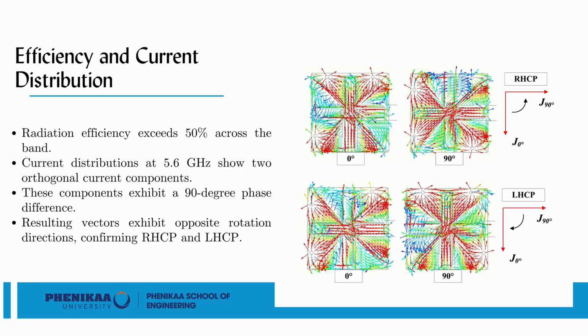Despite the substantial reduction in the physical aperture size, total radiation efficiency remains above 50% across the band. We validate the polarization mechanics by mapping the surface current distributions at 5.6 GHz. The vectors distinctly show two orthogonal current components existing with a 90-degree phase difference. Depending on which port is excited, the resulting combined current vectors physically rotate in completely opposite directions across the patch segments. This physical rotation confirms the successful, independent generation of both right-hand and left-hand circular polarization states.